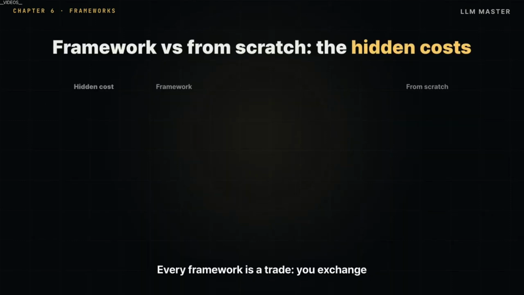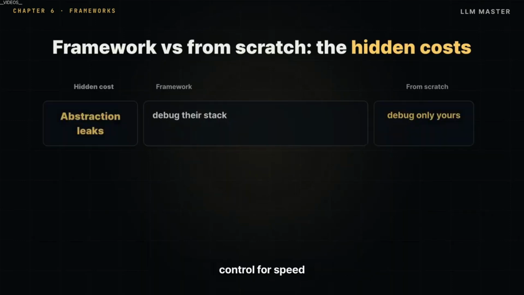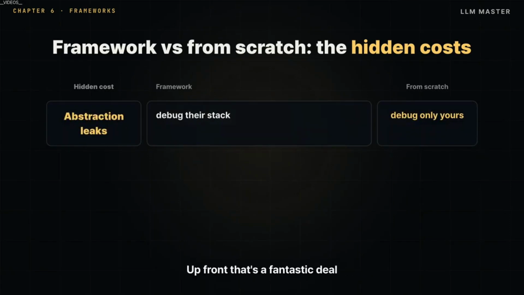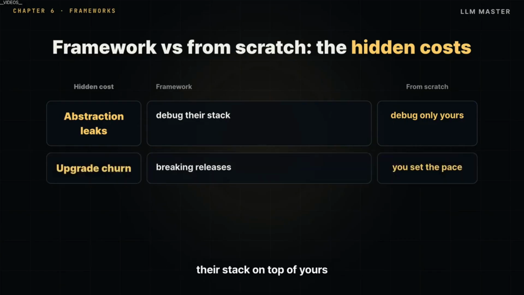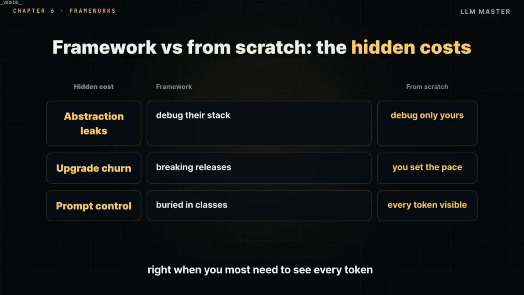Every framework is a trade. You exchange control for speed. Up front, that's a fantastic deal. You ship in an afternoon. The costs arrive later, and this table is where they hide. Abstractions leak. So the day something breaks, you're debugging their stack on top of yours. Releases churn, and a minor version bump can quietly change your prompts or your control flow. The prompts themselves get buried inside classes, right when you most need to see every token.